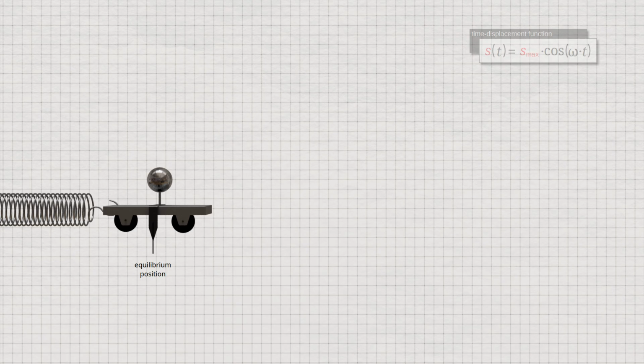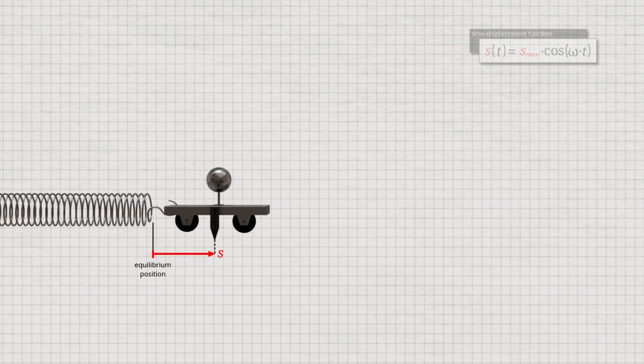We place the origin of this coordinate system at the equilibrium position and define the positive direction to the right. Now consider the oscillating cart at any point with a positive displacement. The spring force acting there is always directed so that it pulls the cart back toward the equilibrium, opposite to the displacement. The displacement S corresponds directly to the extension of the spring. According to Hooke's law, the restoring force F is determined by the displacement S and the spring constant D.